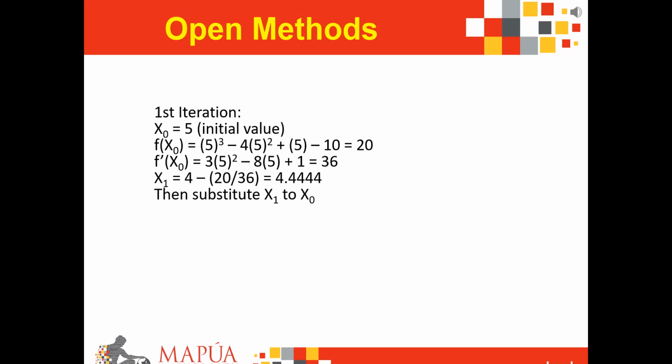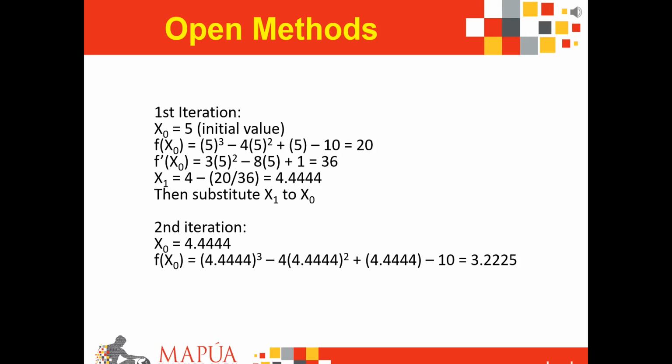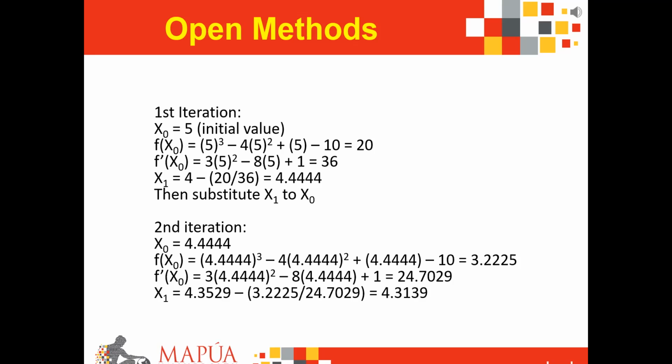And then we repeat the process by substituting your calculated x1 to your previous value x0. Hence, the second iteration begins with an x0 value of 4.4444. Substituting that to your function gives us the solution with a value of 3.2225. Substituting that to your first derivative now gives us this solution with a value of 24.7029. And then calculating again for your new root value x1 gives us this solution with a value of 4.3139.